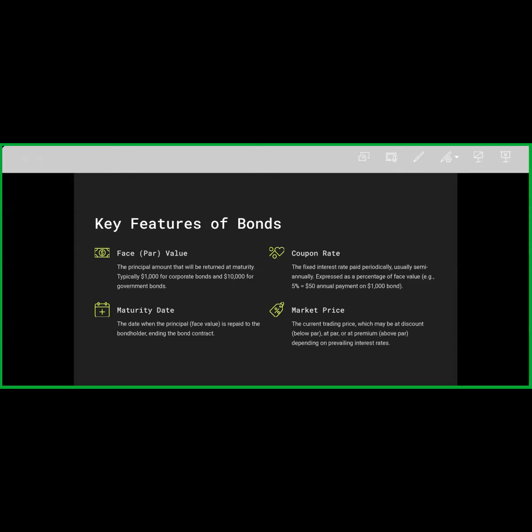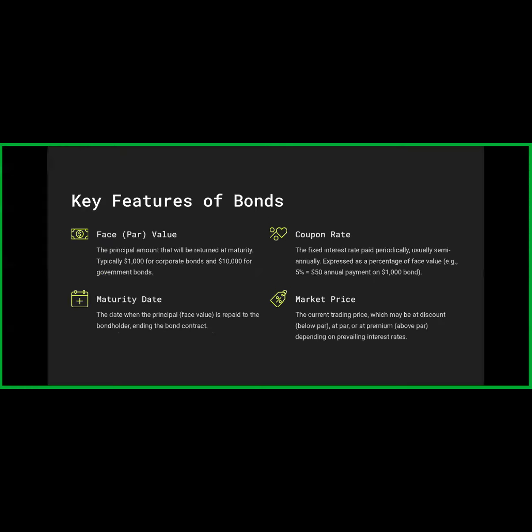Next one is the maturity date. We know that for each and every loan there is some time limit. If you take a loan to purchase a home, that is a home loan. Likewise, in your family some persons get home loans, but there is always a time limit, say 20 years, 25 years, or 30 years. So there is always a time limit associated with loans. The maturity date is the date when the principal, that is the face value, is repaid to the bondholder as ending the bond contract.